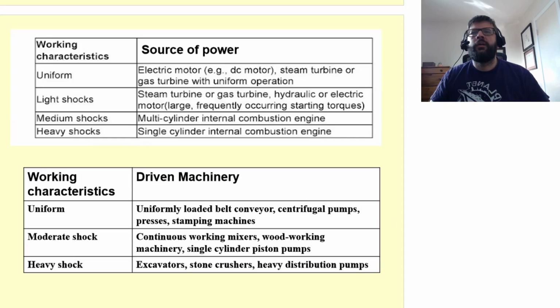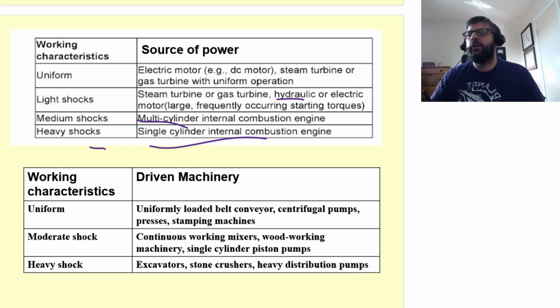So if we're talking power, an electric motor is our classic uniform power. Most steam turbines or gas turbines would be considered light shocks. Some hydraulics, medium shocks, multi-cylinder internal combustion engines. Heavy shocks could be considered if we have a single-cylinder combustion engine. So that's possible too.